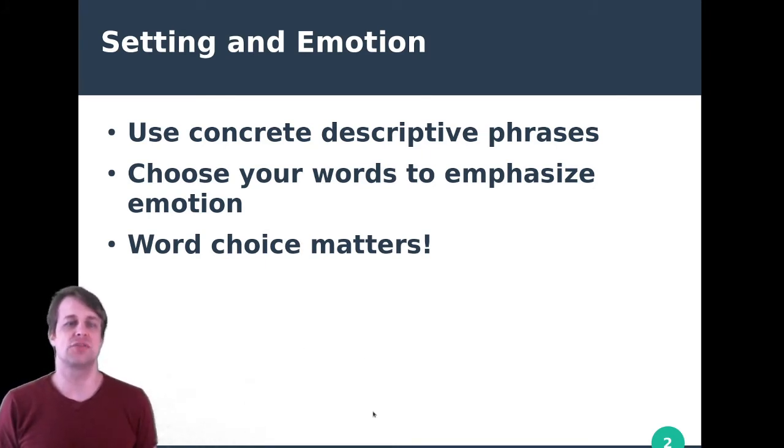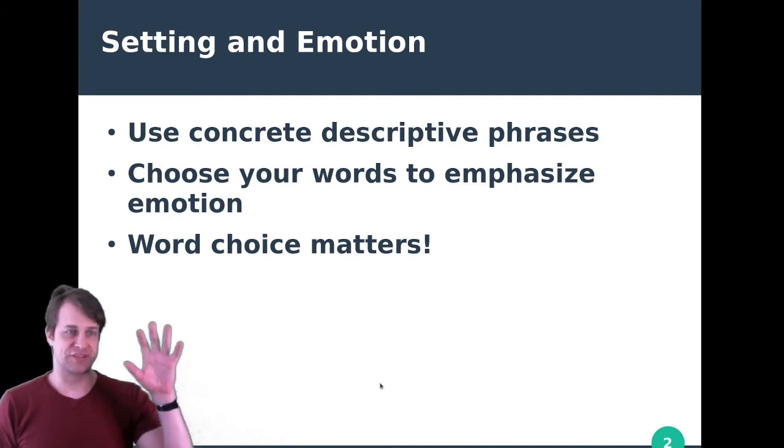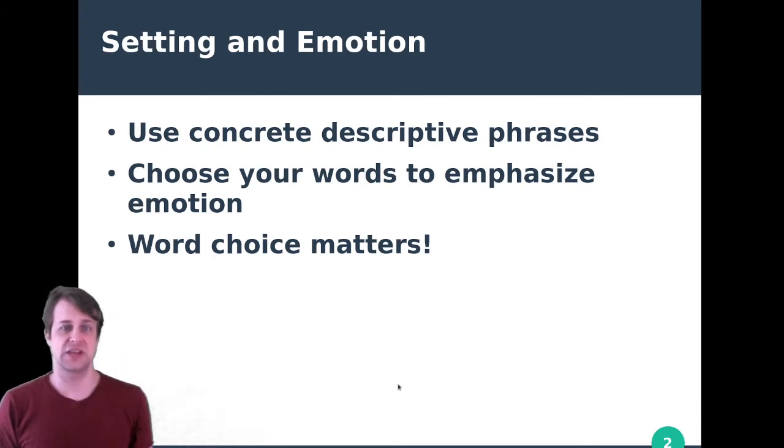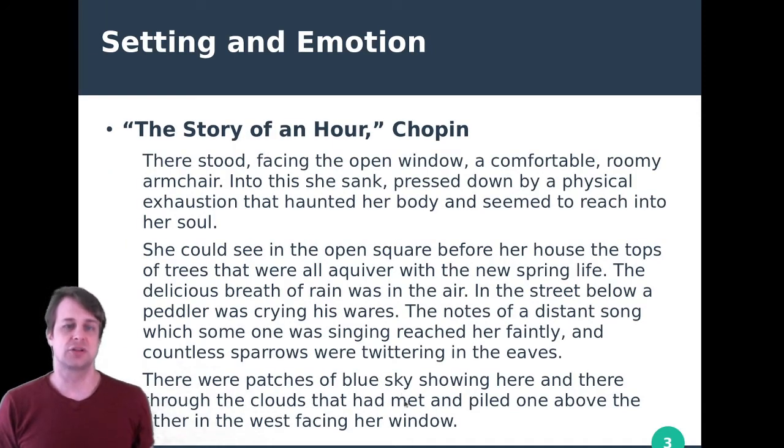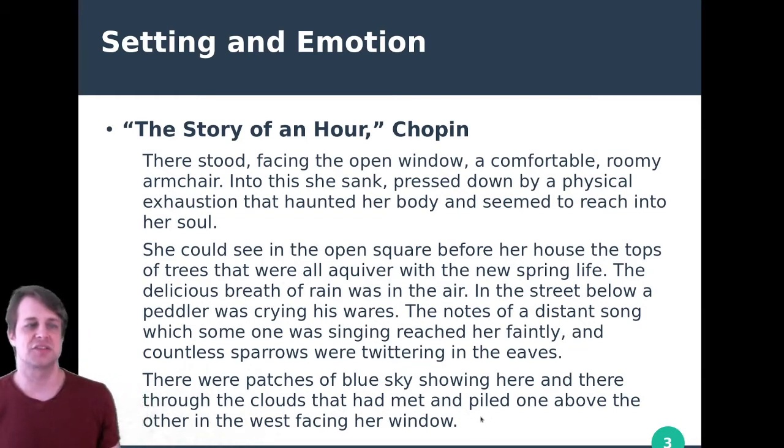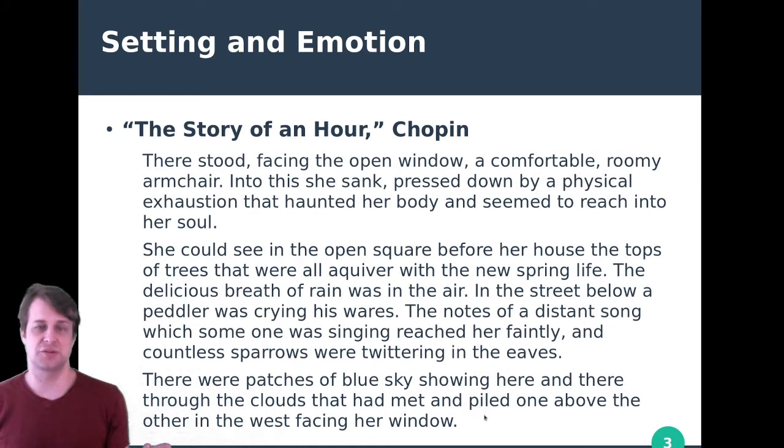You want the reader to understand exactly how the character is viewing things, or you want them to be influenced in the case of a narrator who is third person who isn't actually involved in the action. So let's take a look at this passage from The Story of an Hour. If you've read it, this is in the middle of the story. If you haven't read The Story of an Hour yet, go read it. It's a page long, very short. Anyway, you can also pause the video and just read this section.